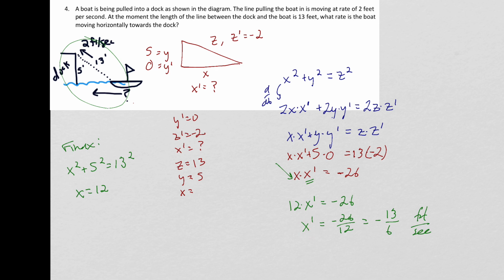Couple comments. This is, as I said, an alternative way from the previous one. If you always want to do x squared plus y squared equals z squared whenever you have one of these, that's totally legit and should work pretty much all the time. Secondly, it should make sense that our answer is negative. Why? As this rope gets pulled in, this length right here is getting smaller. So hopefully you're good with this and you're feeling the related rates problem.